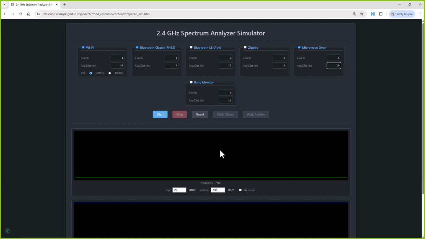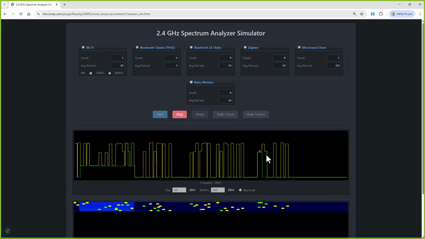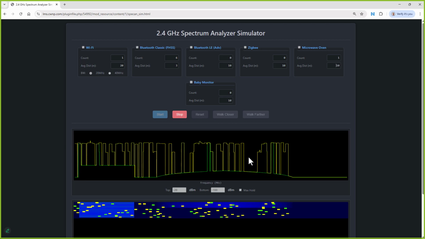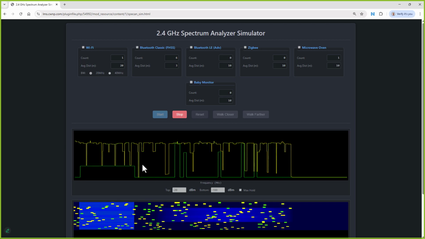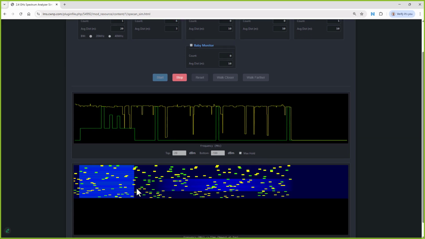And we'll go ahead and turn on the max hold and start it. And you can see then what that would look like in a spec am. So this is really just for you to get some experience being able to visualize what a spectrum analyzer looks like and how they might work.